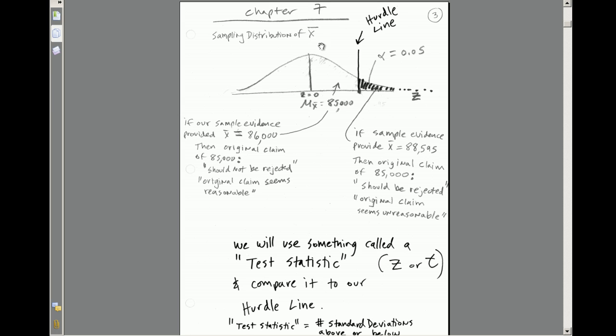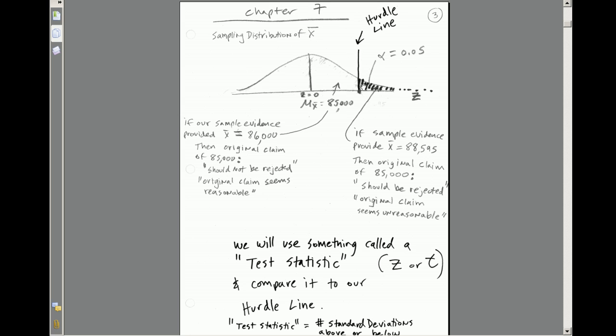Chapter 7, we talked about the sampling distribution of X bar. And what was so great about that distribution is this is the distribution of all of our X bars. So we can go out and take a single sample. Ours is going to be 88,000. For our first example, we'll do 88,595, right? We can just compare it to this sampling distribution of X bar. And here's the deal. We'll learn how to pick a hurdle line. Anything beyond this hurdle, we'll reject the original claim and accept the alternative. Anything in this region less than the hurdle line, we will fail to reject.